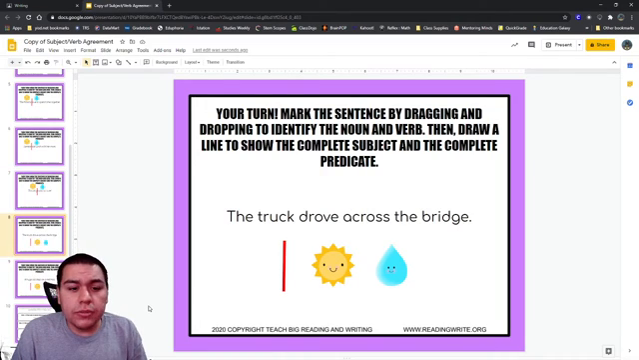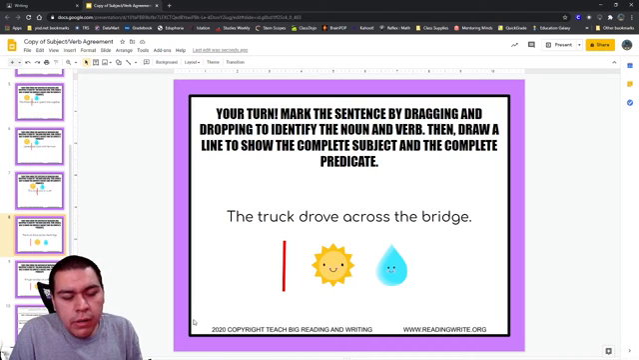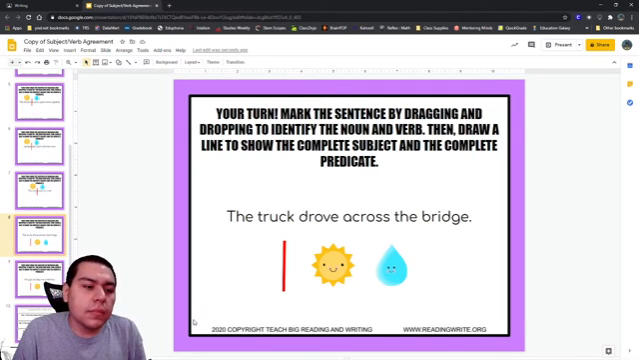Okay, two more that we're going to do together. The truck drove across the bridge. What's the subject of this sentence? Who or what is this sentence about? Jada? What's my subject, Jada? The truck drove across the bridge.